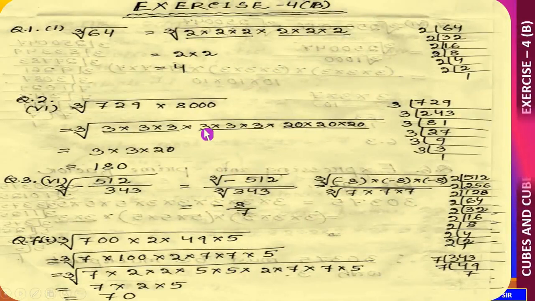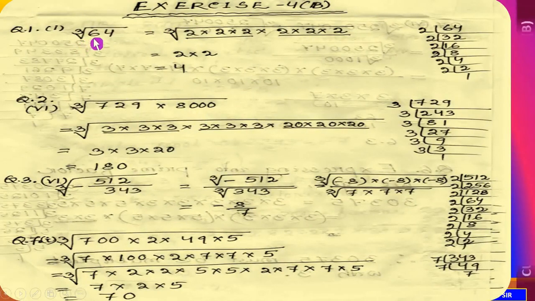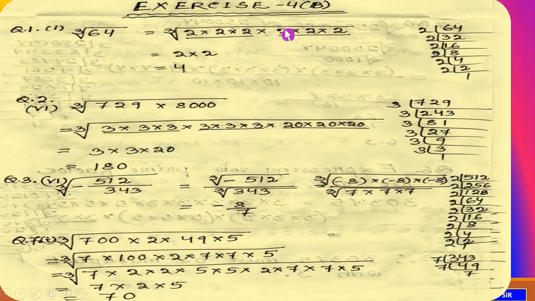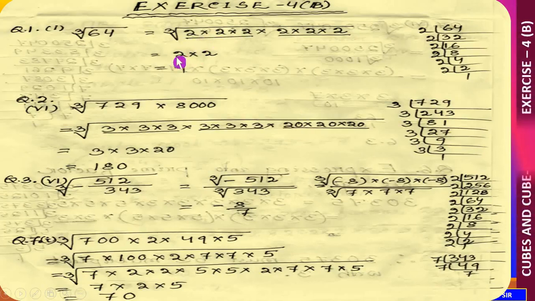So now come to exercise 4B, children. Question number 1, part I: cube root of 64 can be written like that. Here prime factorize, it is done here. So 2 into 2 into 2 into 2 into 2 into 2. Out of this, one is a triplet, and the other one is also a triplet. So 2 into 2 equals 4. From this triplet we take one 2, and from the other triplet another 2. So 2 into 2 equals 4.